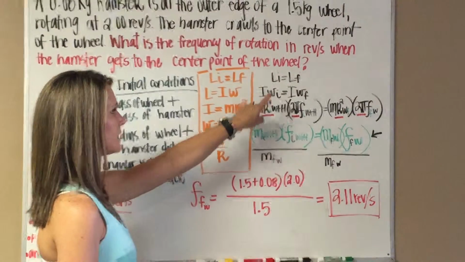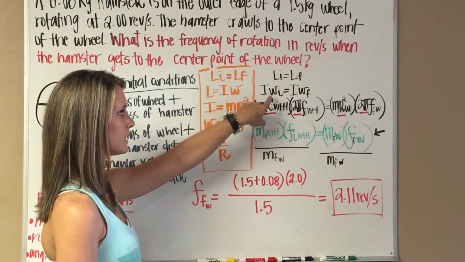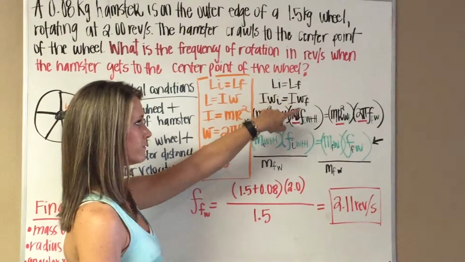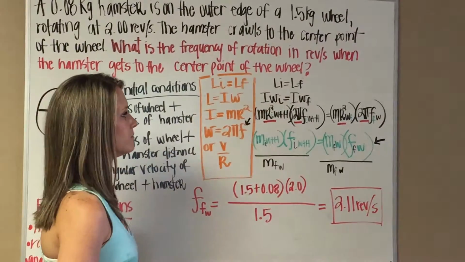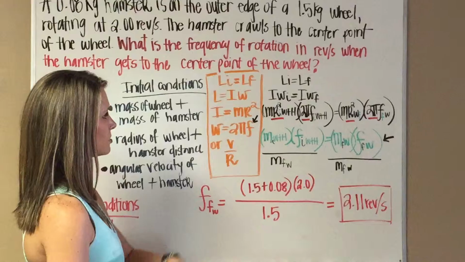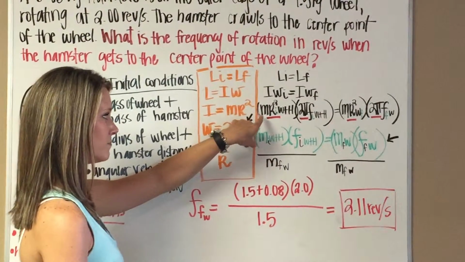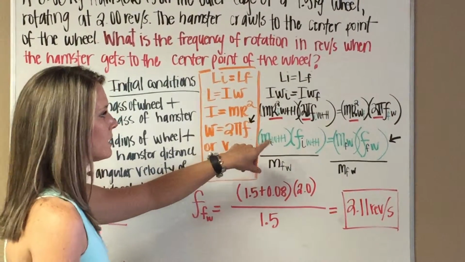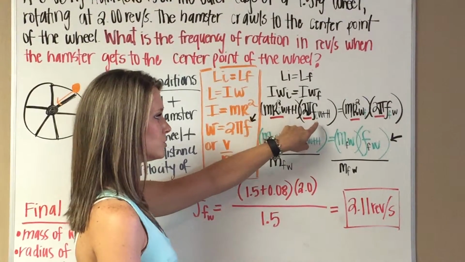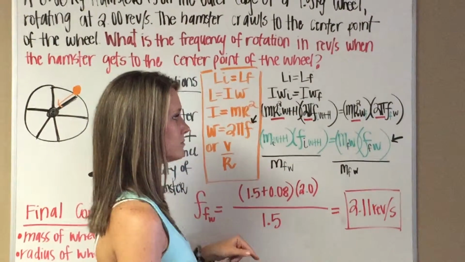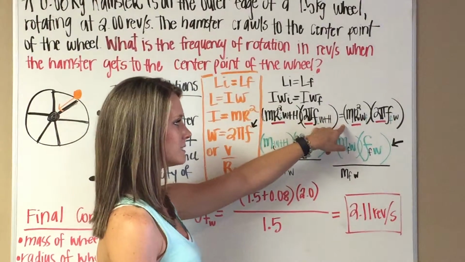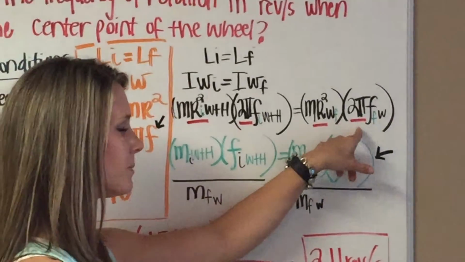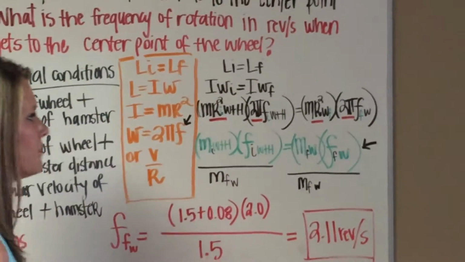Since L is equal to the inertia times the angular velocity, we have the initial inertia times the initial angular velocity equal to the final inertia times the final angular velocity. So then we're just going to plug in for I, and we have the mass times the radius of the wheel plus the hamster squared, times 2 pi times the initial frequency of the wheel plus the hamster. And it's all equal to the mass times the radius squared of just the wheel by itself, times 2 pi times the final frequency of just the wheel by itself.